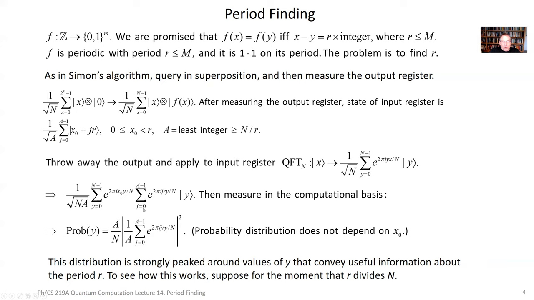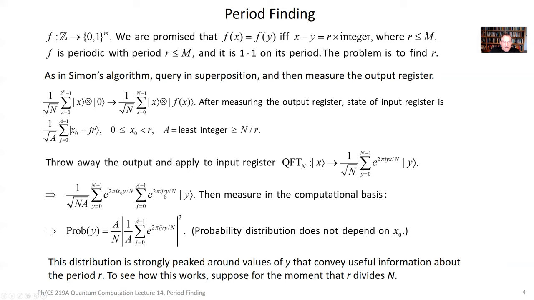So I'm going to be summing over all the values of J, and for each one of the values of J, I'm going to have a sum over all values of Y, as in the definition of the quantum Fourier transform over here. And then a computational basis state y, and the phase that appears will be e to the 2 pi I y over n times that input value x0 plus jr. So I factored that into a piece that depends on J and a piece that doesn't depend on J. The piece that doesn't depend on J is just the x0 part. That gives me e to the 2 pi I x0 y over n. And the piece that does depend on J has the jr part multiplying 2 pi I y over n.